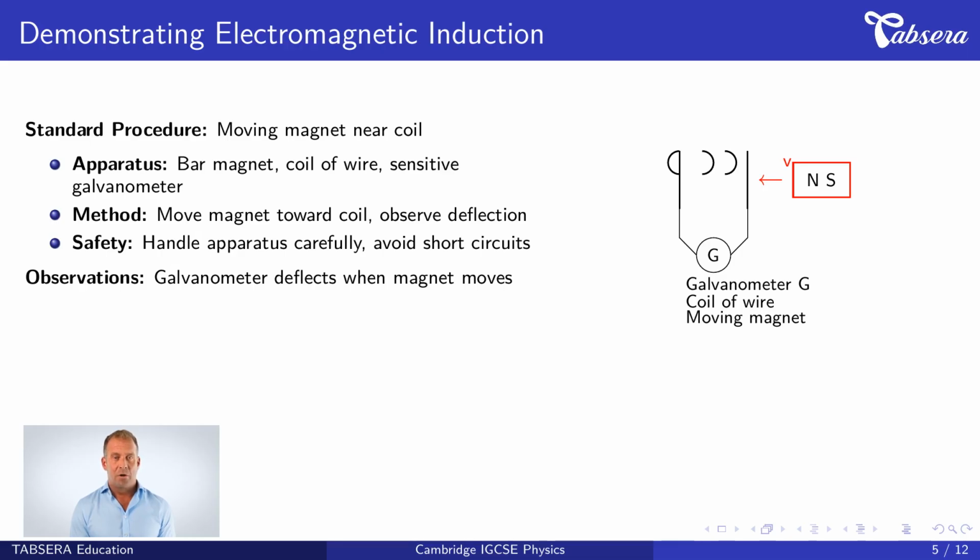First, connect the coil to the galvanometer. Second, move the magnet toward the coil at constant speed. Third, observe the galvanometer deflection. Safety is paramount. Handle apparatus carefully to avoid damage and avoid short circuits. The diagram shows the complete setup with the magnet moving toward the coil, causing the galvanometer to deflect.